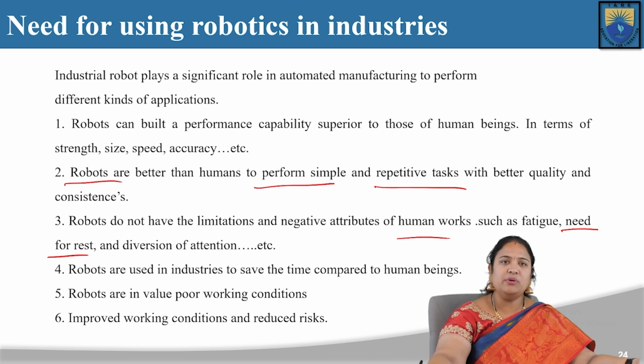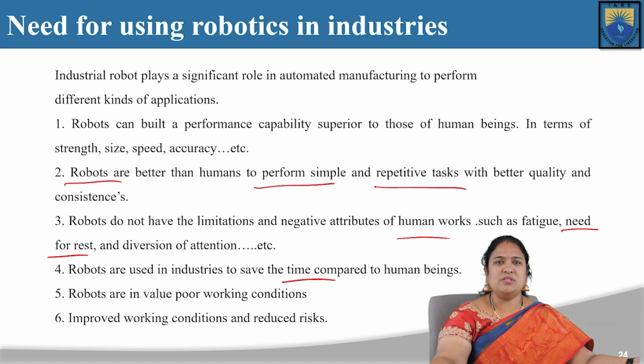Next, coming to the fourth point, robots are used in industries to save time compared to humans, as I've told you just now. The time consumption by the humans is more compared to that of the robots, and the work which is being done by the robots will be done immediately without taking any sort of break. So the time consumption will be less compared to that of the humans when we're using robots in the industry.